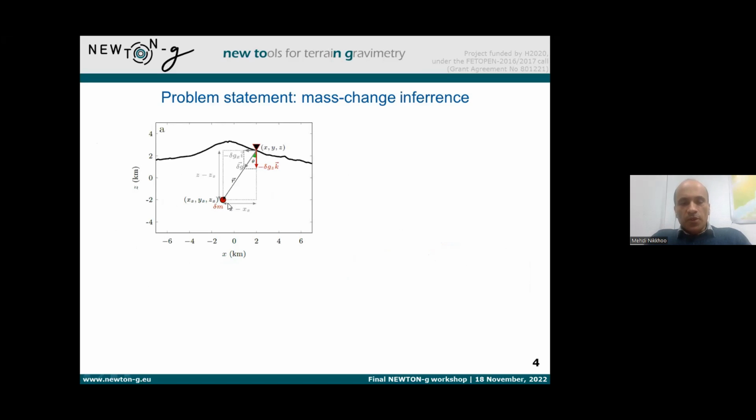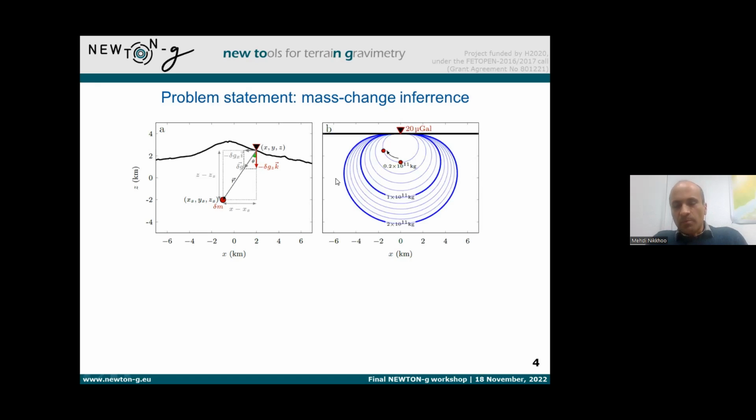So a source of mass change, a point mass, can represent any new magma that is intruded into the edifice. And a gravimeter in this figure is represented by this triangle. A gravimeter can measure the vertical component of gravity change associated with any point mass. This observation can be better represented by equimass contours here in panel B of the figure.